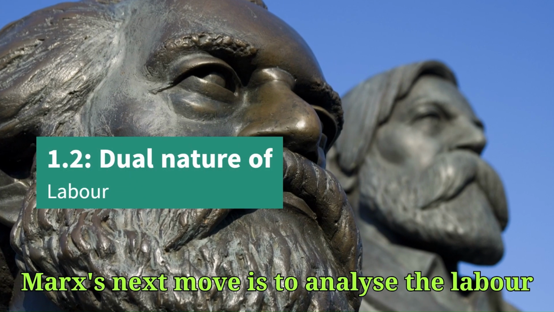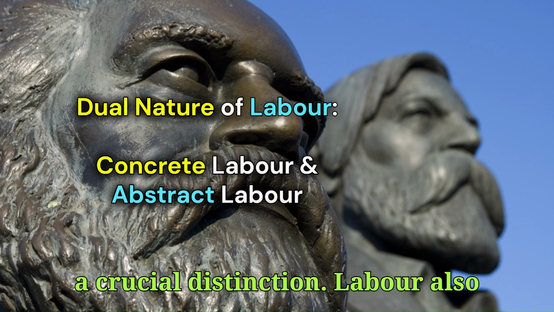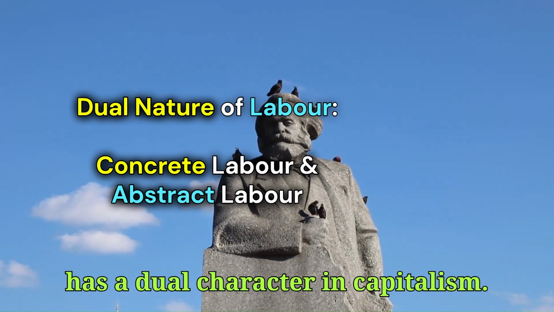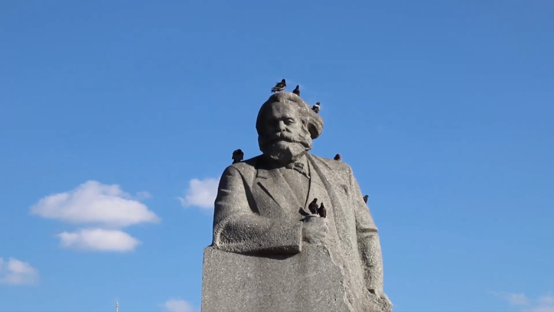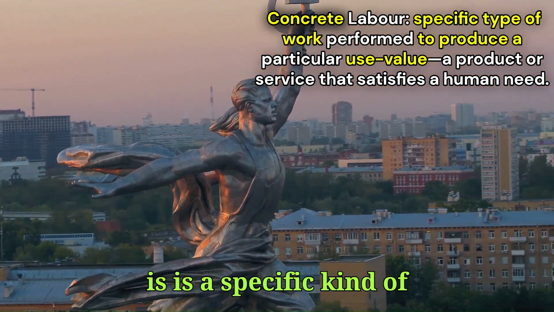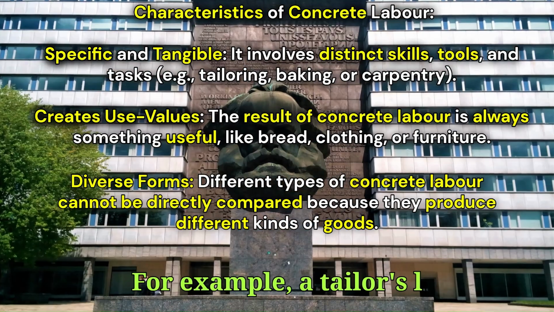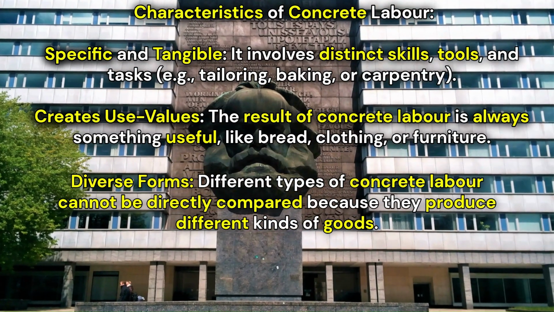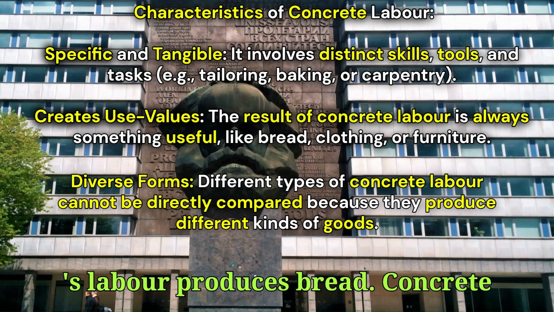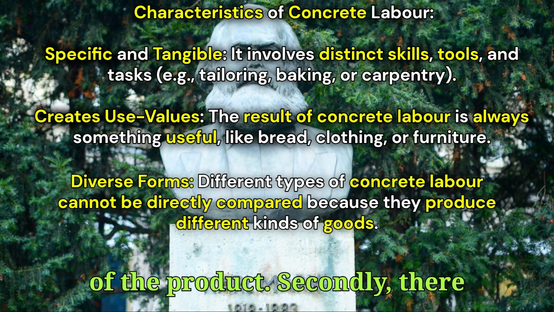Marx's next move is to analyze the labor embedded in commodities. He identifies a crucial distinction. Labor also has a dual character in capitalism. For one, there is concrete labor. This is the specific kind of work that produces use values. For example, a tailor's labor produces a coat, while a baker's labor produces bread. Concrete labor is tied to the physical qualities of the product.